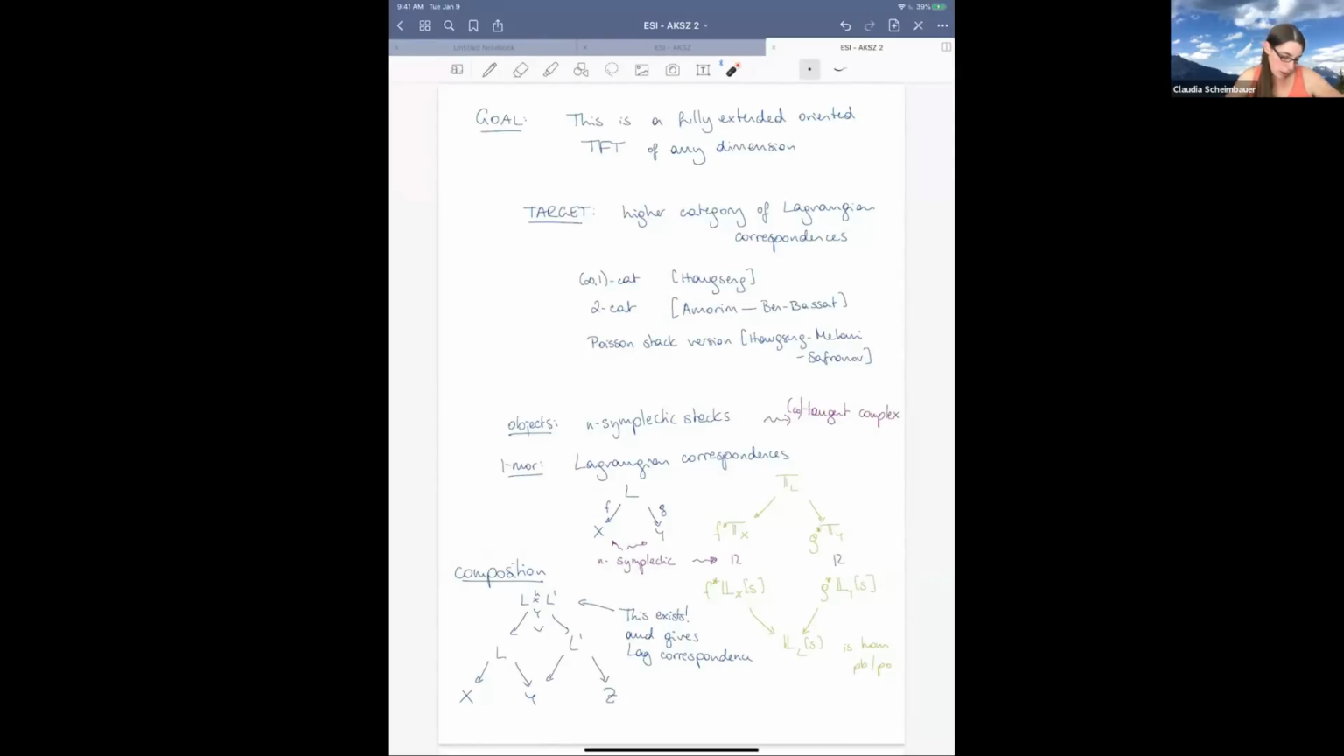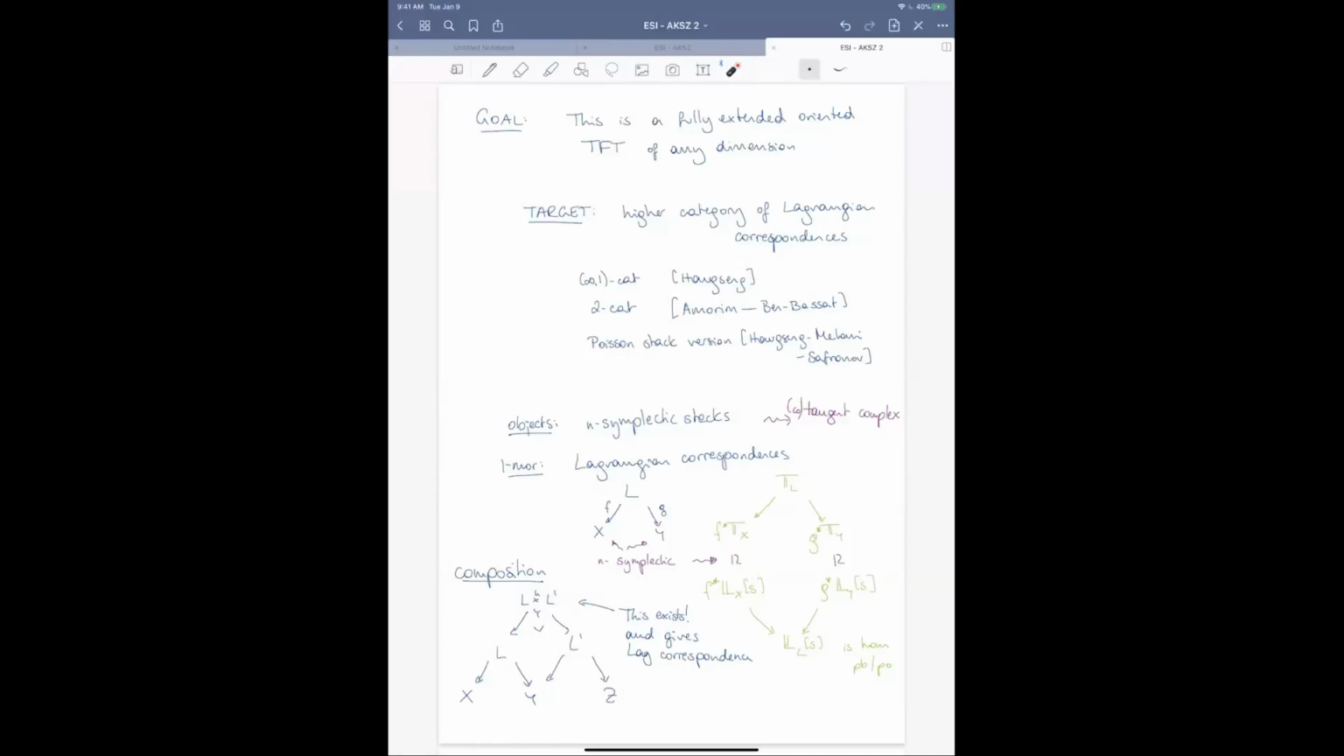So usually you can't do that. Think of the usual situation if you have two Lagrangians in a symplectic manifold. If you want to intersect them, you can only do that if they're transverse, and then you get a Lagrangian again, but you need this transversality. And that's somehow the slogan of the derived geometry. It fixes problems with transversality. So that's why this framework is useful here.